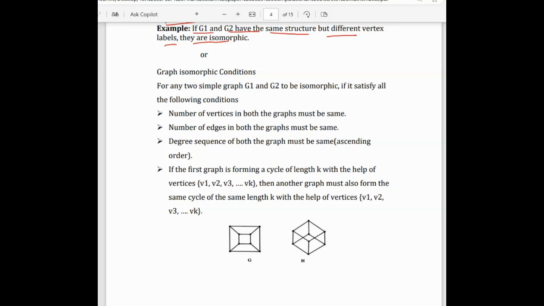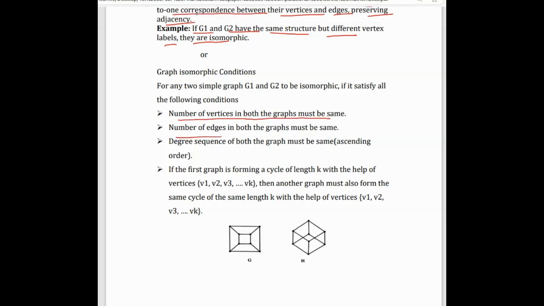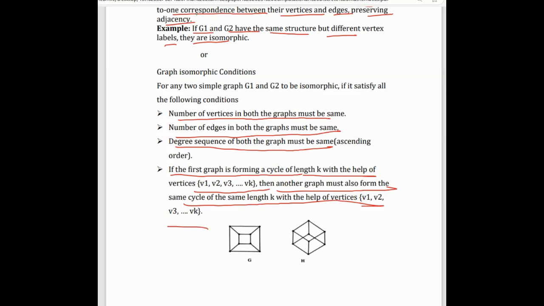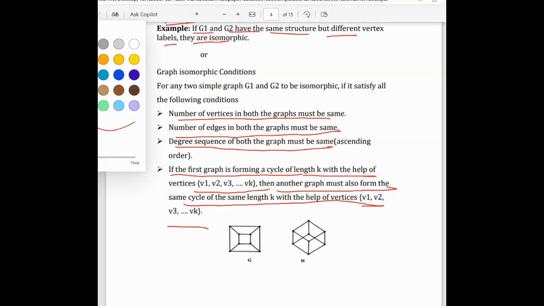The number of vertices of both graphs must be the same, the number of edges in both graphs must be the same, and the degree sequence of both graphs must be the same, written in ascending order. If the first graph is formed by a cycle of length k, with vertices v1, v2, v3, then the other graph must also have a cycle of the same length. So this is a small example for isomorphism.